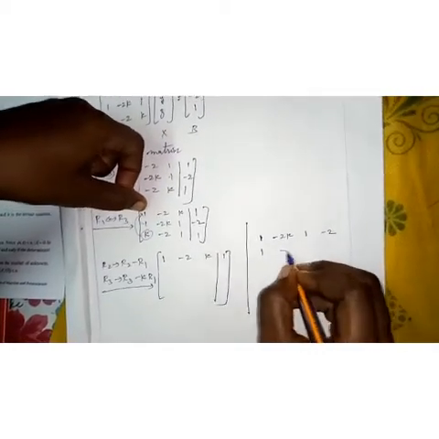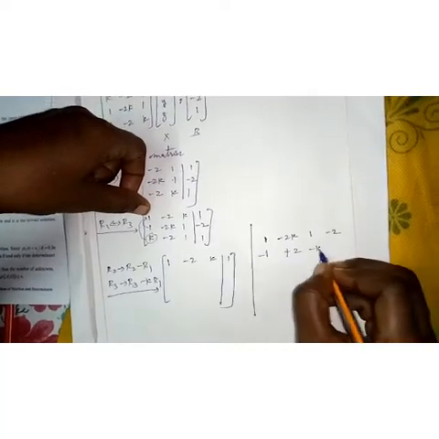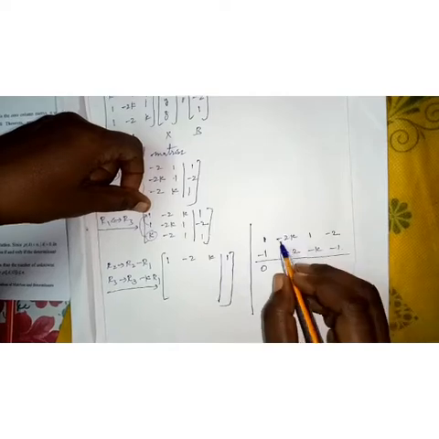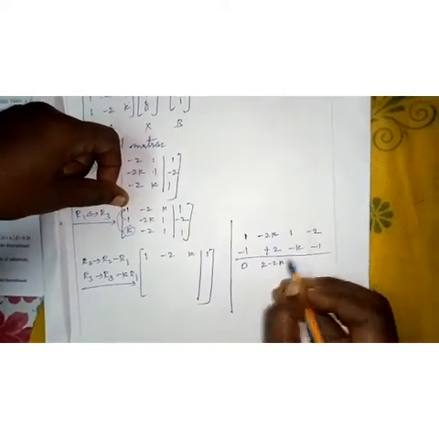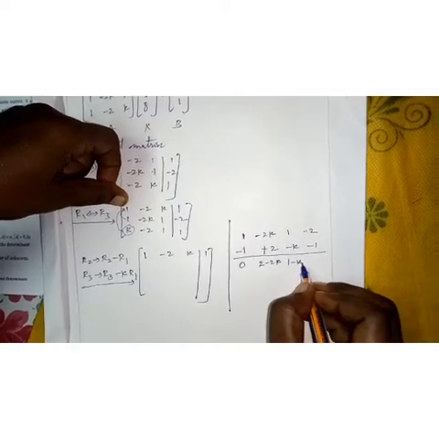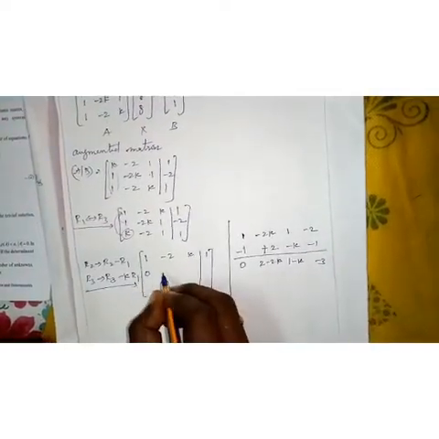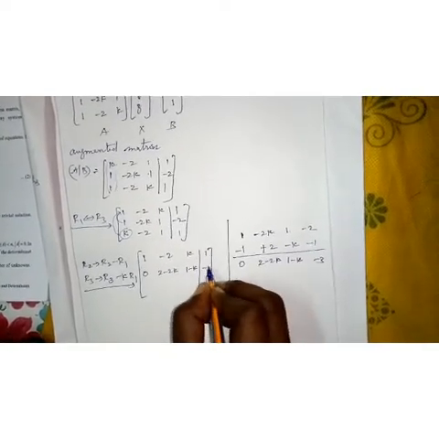Here 1 minus 2 minus, no, so minus plus minus k minus 1. It is 0, minus 2k plus k. First write positive and then negative. Minus 3. Is it clear? This is our second row: 0, 2 minus 2k, 1 minus k, minus 3.